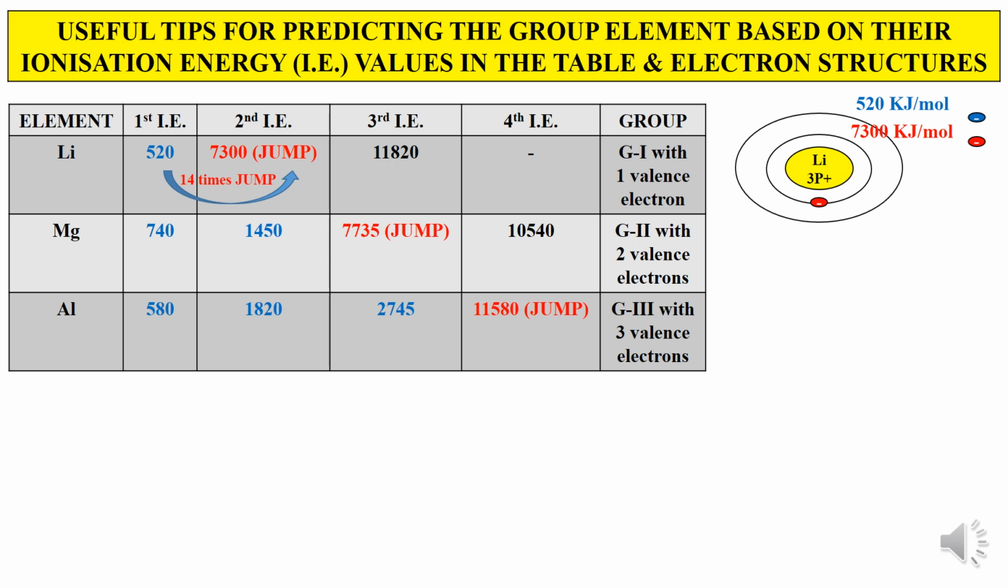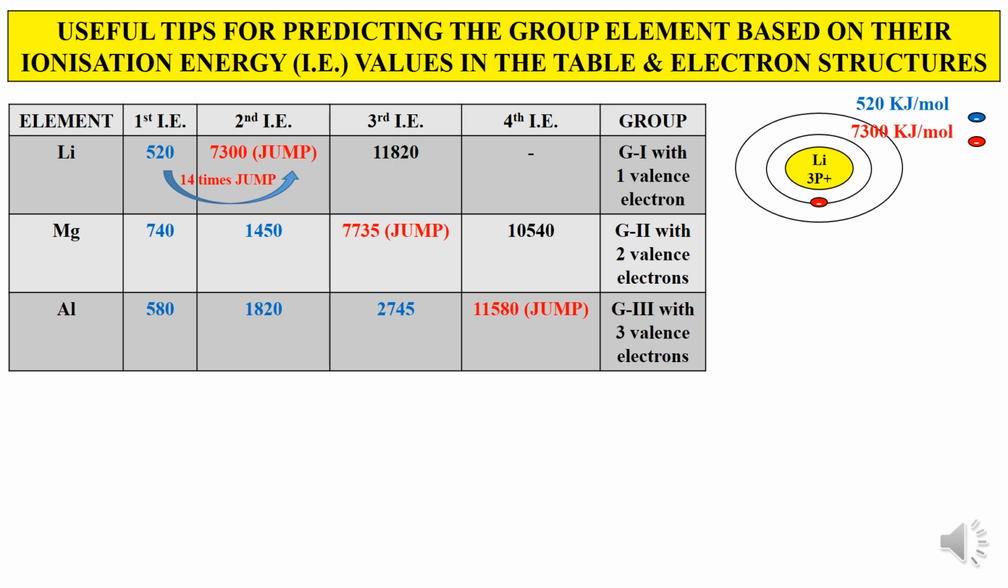So only 520 kilojoules per mole is required for removing the valence electron. Coming to the core electron removal, it needs nearly 7,300 kilojoules per mole of energy. So there is a 14 times jump in the energy required. So this clearly shows that it is easier to remove the valence electrons than the core electrons.